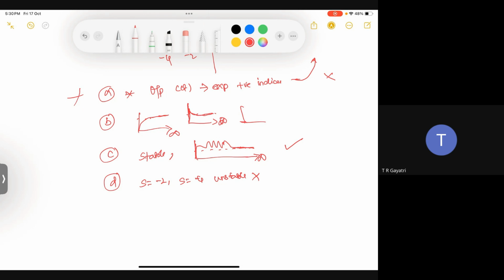In this system, there is a keyword: transient output dominates. So that doesn't look like the nature of a stable system, right? So we are ruling this out. So the correct option will be C.